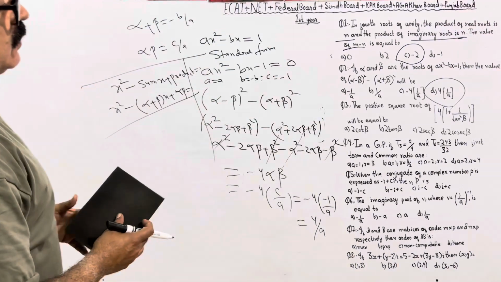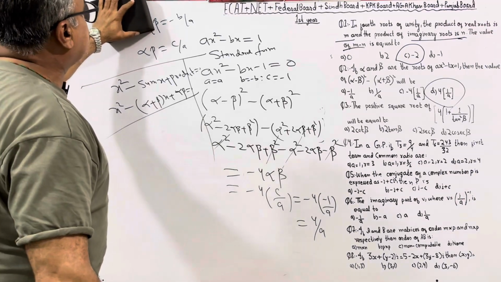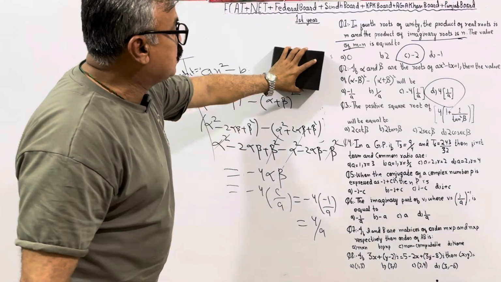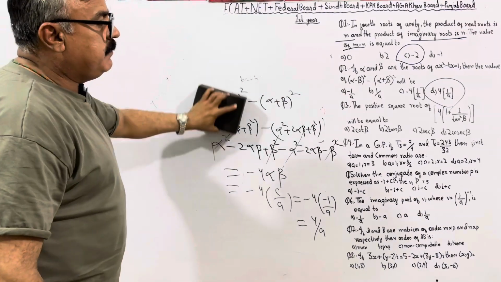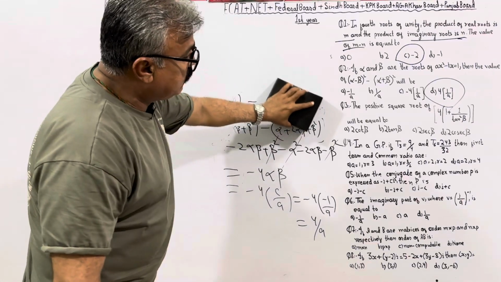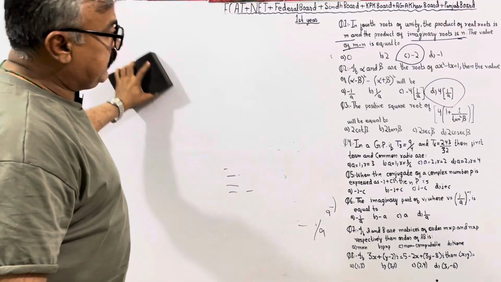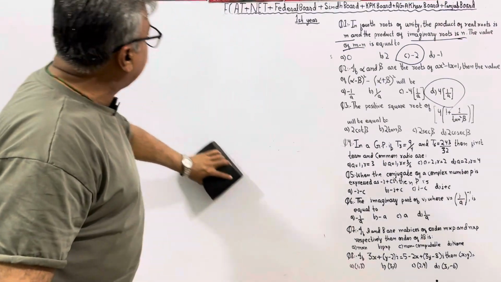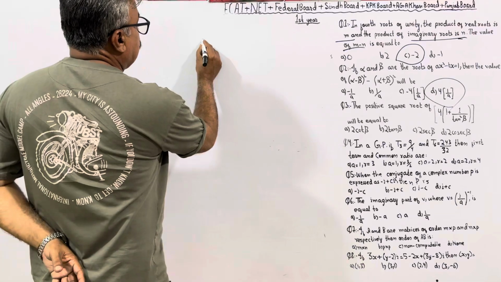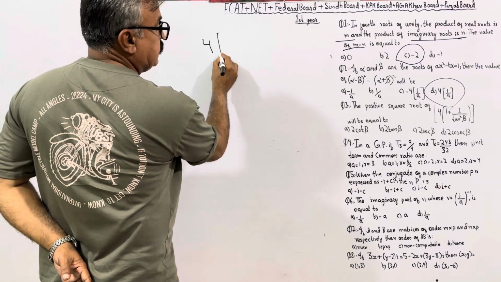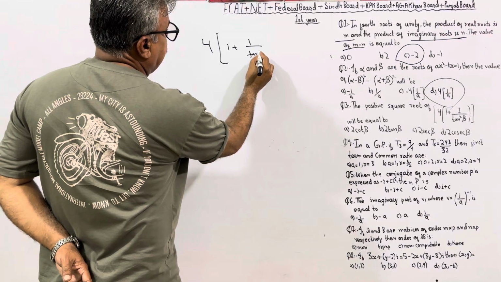The positive square root of 4 times (1 plus 1 over tan square beta). The positive square root of 4 times bracket 1 plus 1 over tan square beta. Tan square beta will be equal to what? Positive square root of what? 4 times 1 plus 1 over tan square beta.